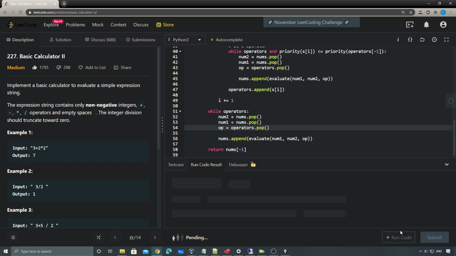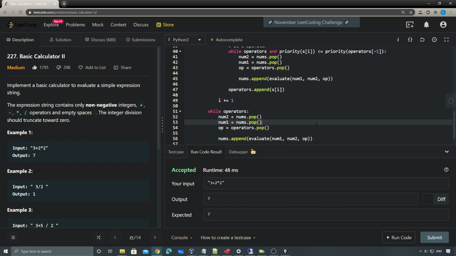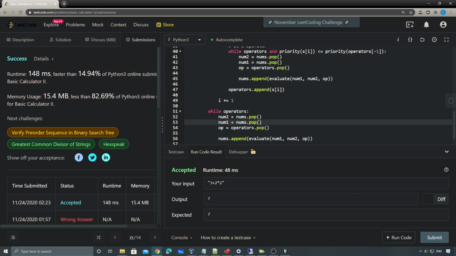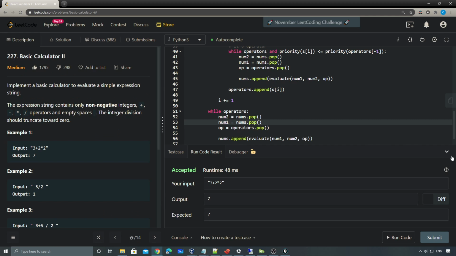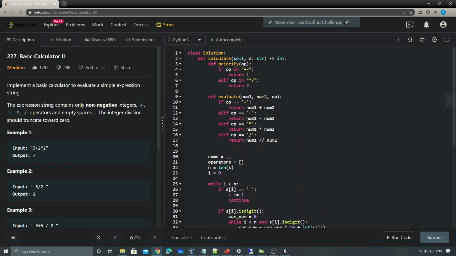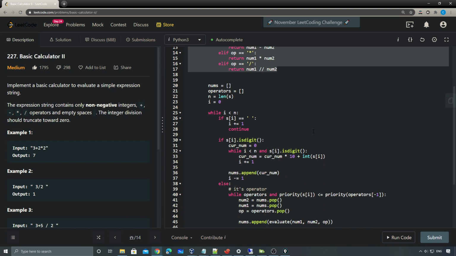All right, run the code. All right, cool. Accept it. Submit. All right, so success. Yeah. So that's that. As you guys can see here, the time and space complexity.